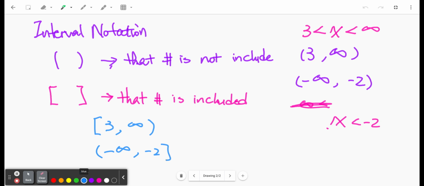So what you're actually looking at is 3, but this time the 3 is included. That means 3 is smaller than or equal to x, and then x is smaller than or equal to -2. What's the goal? What are we trying to solve?